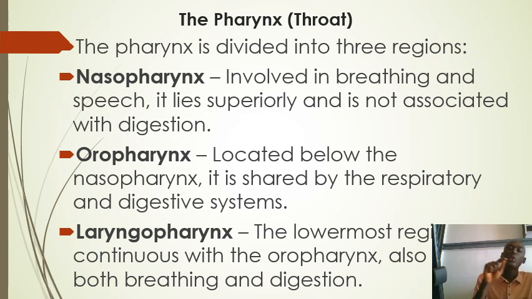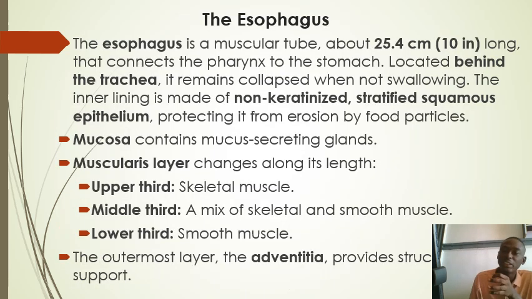But when it gets to the oropharynx, which is located below the nasopharynx, that one is shared by both the respiratory and digestive systems. And this is where the epithelium changes from that of the nasopharynx. Then the third one, the laryngopharynx, is the lowermost region, continuous with the oropharynx. It also supports both breathing and digestion.